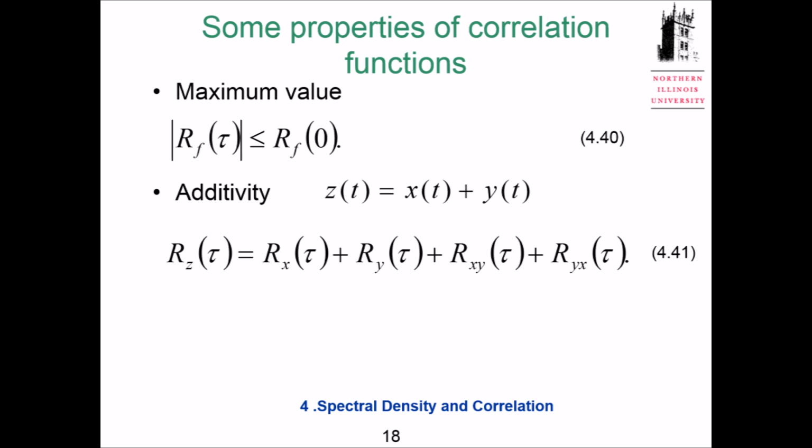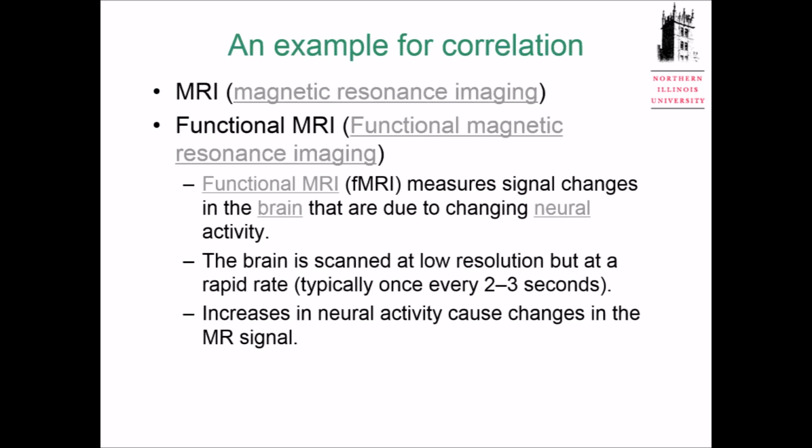So the correlation function, like we mentioned, the triangle over there is symmetric, and conjugate symmetric. So R_f(-tau) equals R_f conjugate of tau. If it's real, the conjugate is gone. So your correlation function will always be symmetric. Okay, this one is very important.